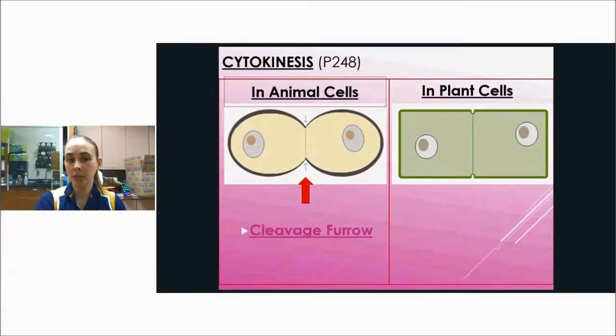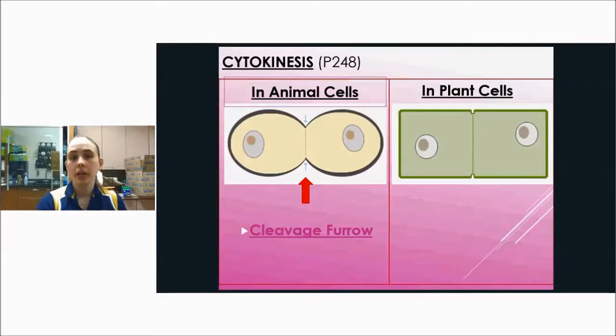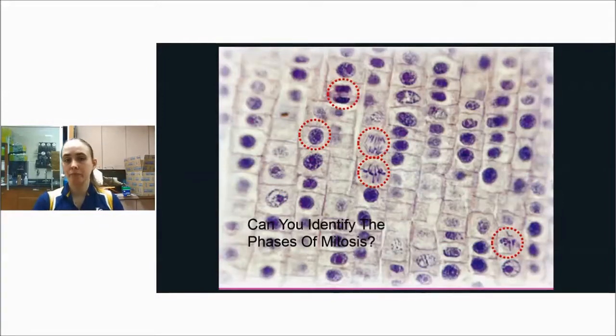So in animal cells, when the cytoplasm is splitting and new cell membranes are forming, it's kind of pinching off, okay? And that we call a cleavage furrow. That pinching in is cleavage. And in a plant cell, we have a cell wall, so it doesn't pinch in, it can't, it's rigid. So you form a cell plate in between, which is where the new cell wall will be.